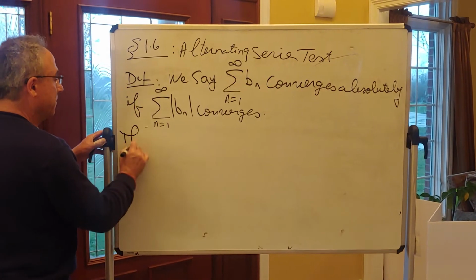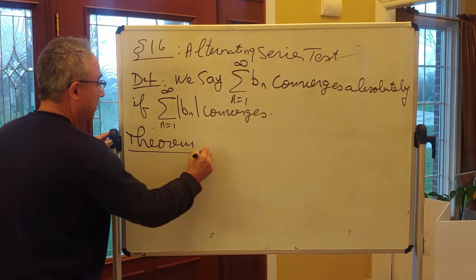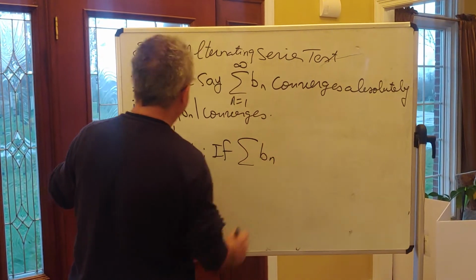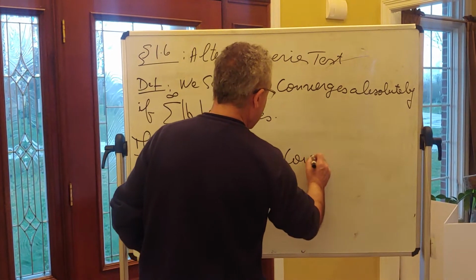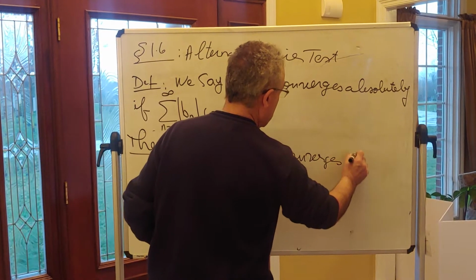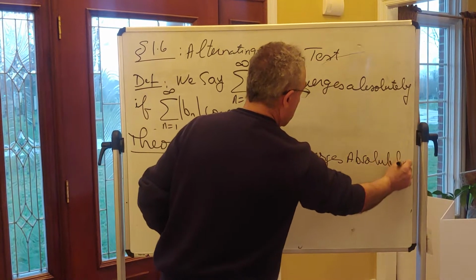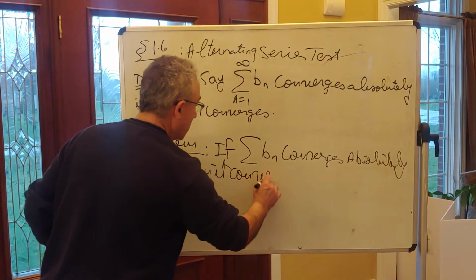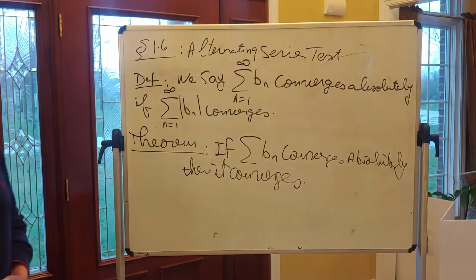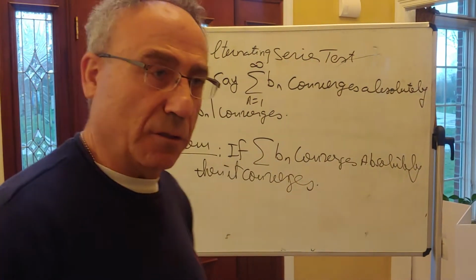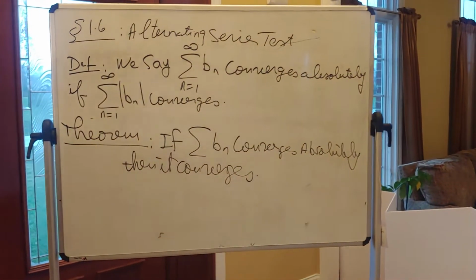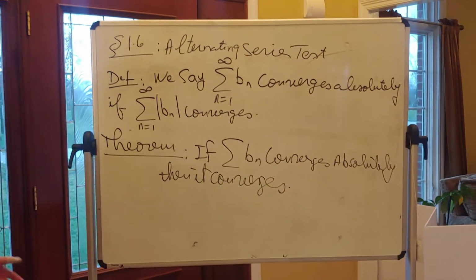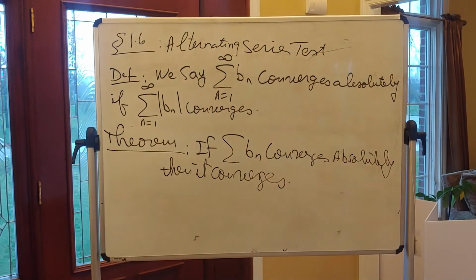We have a theorem. If the sum of bn converges absolutely, then it converges. So if the series converges absolutely, then it's convergent. All right. Okay, so let's try to do the proof. So here is the proof.